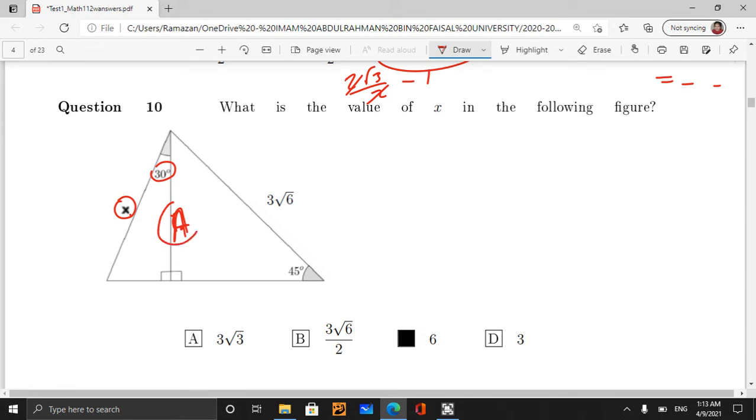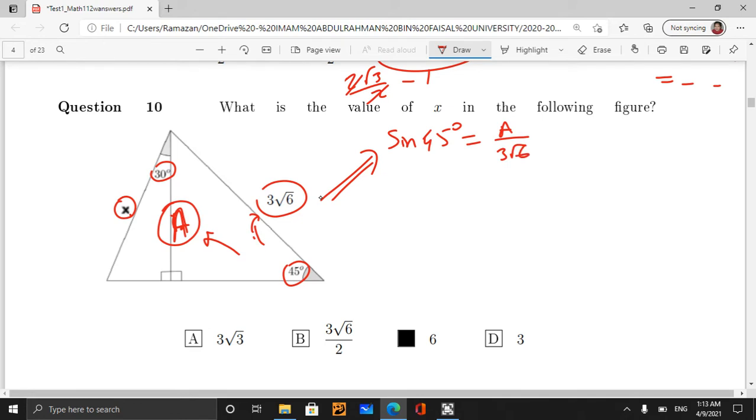Now let's try to relate this A and 3 square root 3 and 45. So how can you put them together? The sine 45 with respect to this triangle will be the opposite divided by the hypotenuse. So the opposite divided by the hypotenuse is this one. Now, what is sine 45? From the triangle, we have this, but we know sine 45 is square root 2 over 2. We know it. And if you don't know, you have to memorize it, by the way.